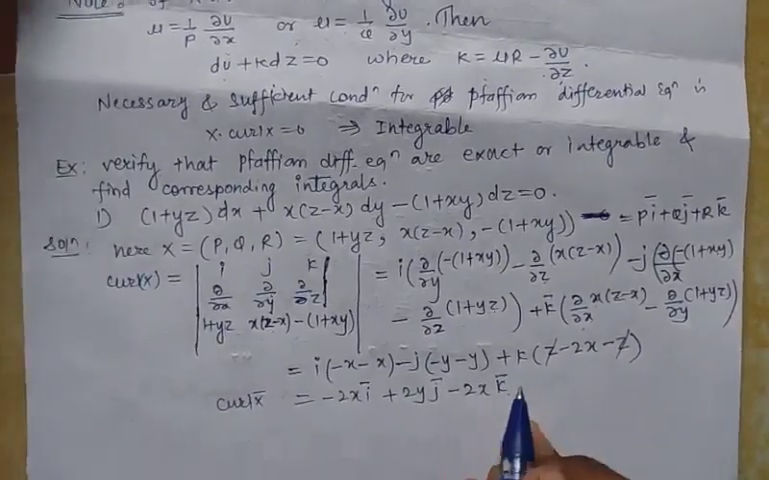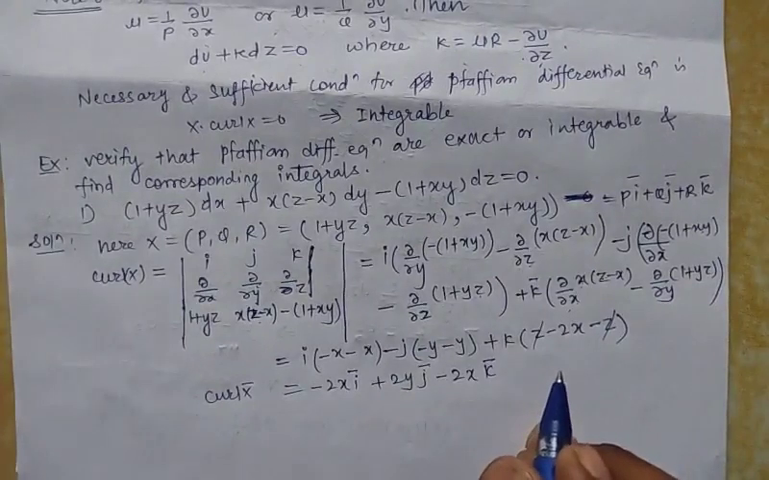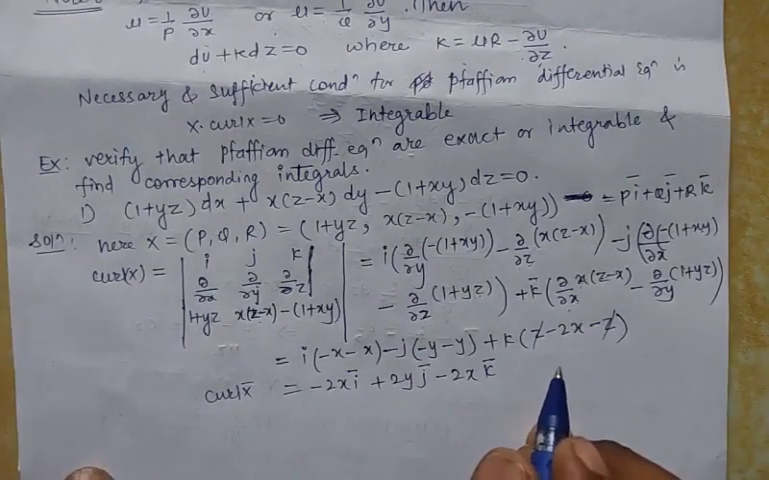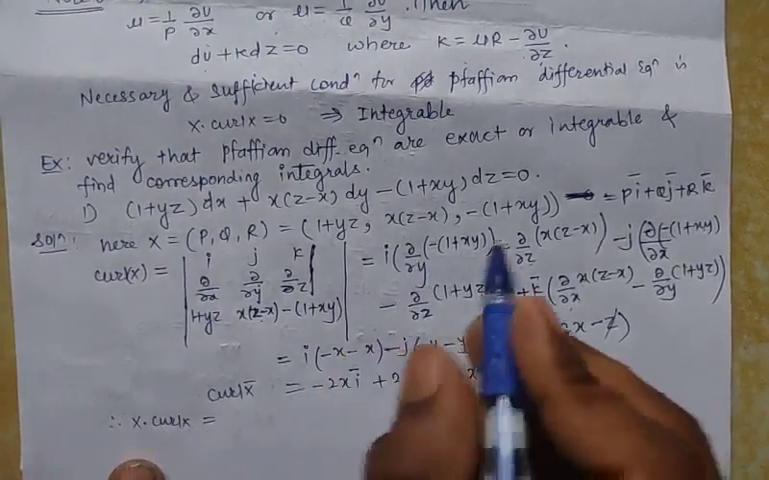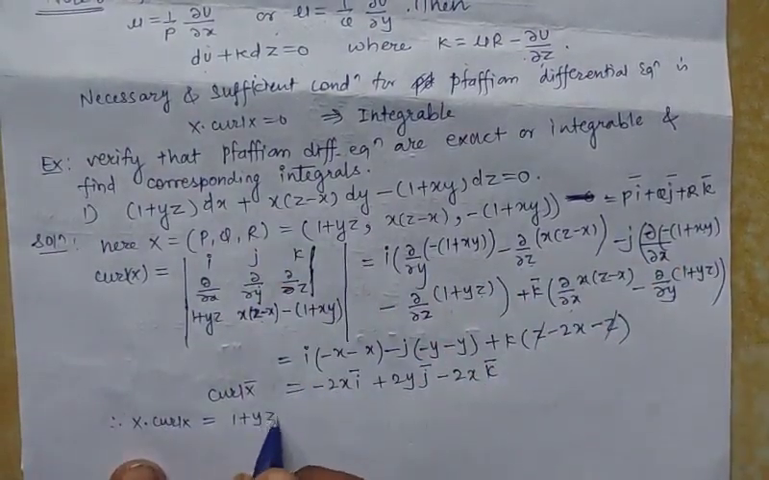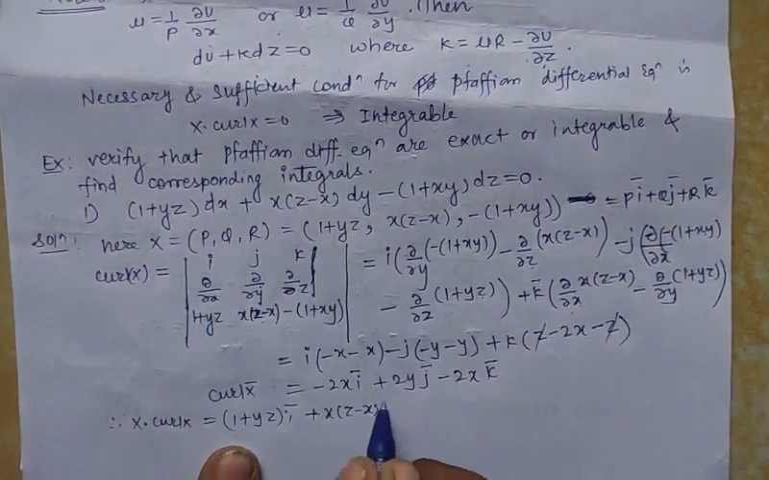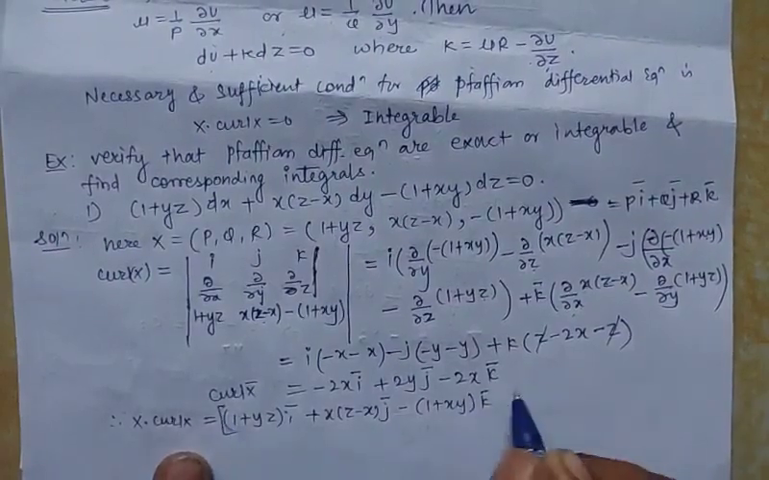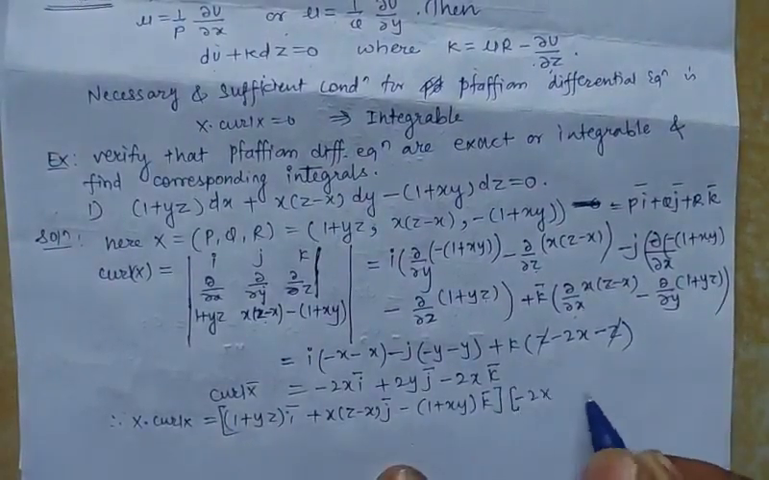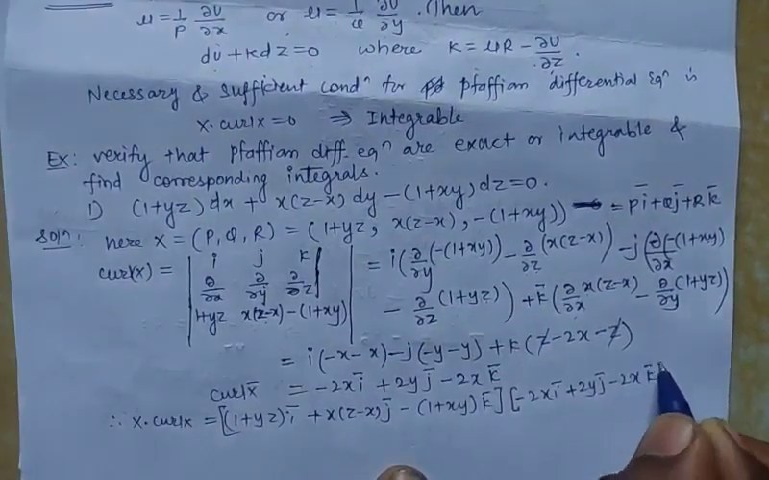Now we check whether X dot curl X is equal to 0 or non-zero. If it is 0, then we see that the given Pfaffian differential equation is integrable, otherwise not. Therefore, here X dot curl X is equal to, so what is X? X is (1 plus yz) i bar plus (x into z minus x) j bar minus (1 plus x y) k bar, dotted with the next term, minus twice x i bar plus twice y j bar minus twice x k bar.